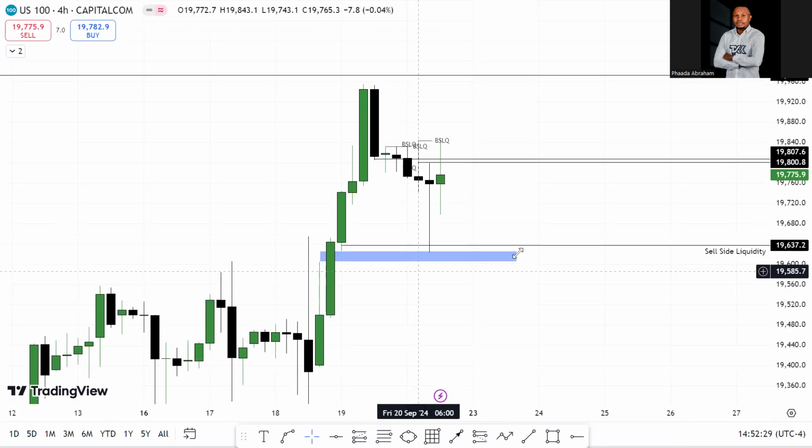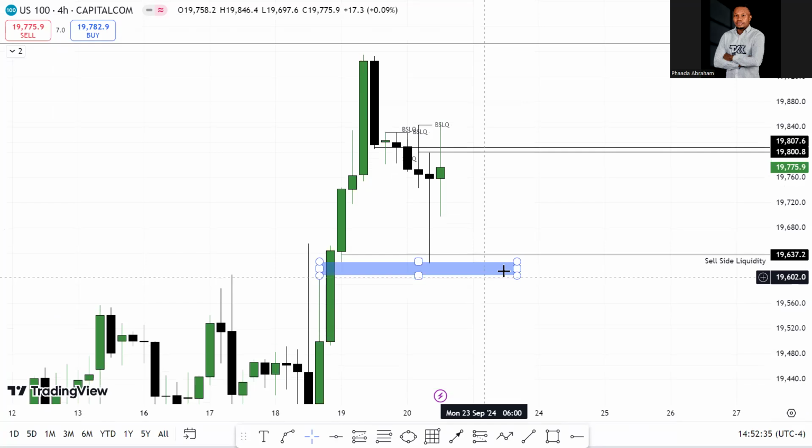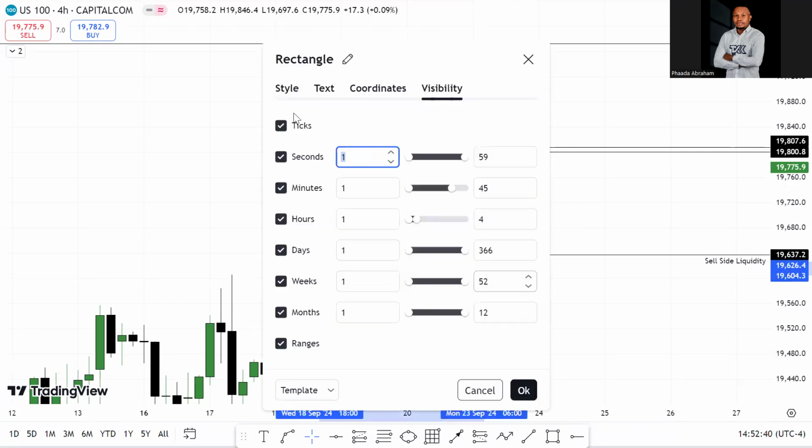So this is the 4 hours bullish fair value gap. Yeah, good evening, Bella. How far now? All right. So this is the 4 hours bullish fair value gap here. Let me set my text right.